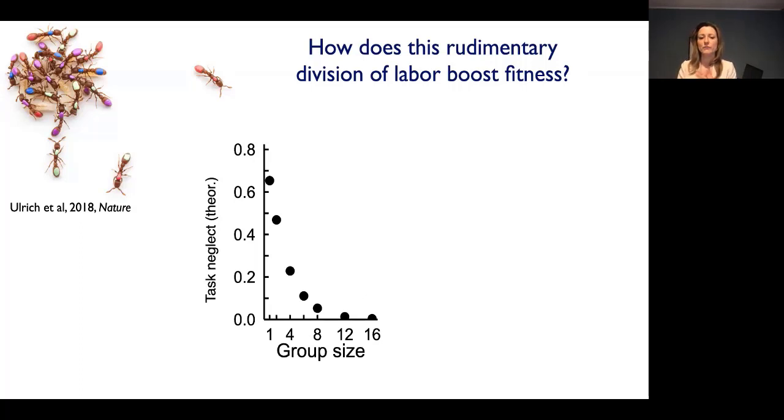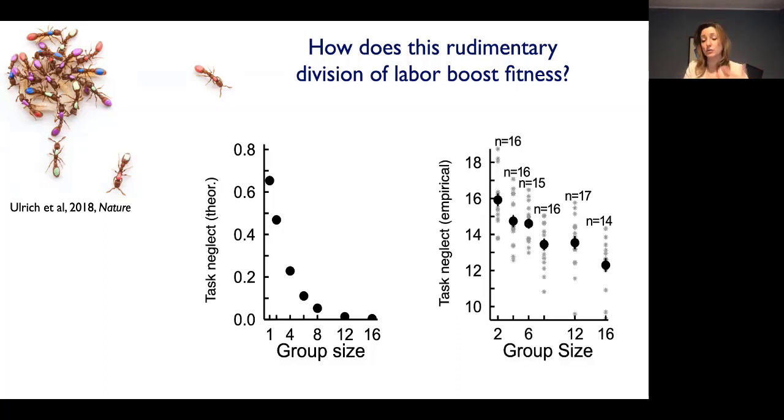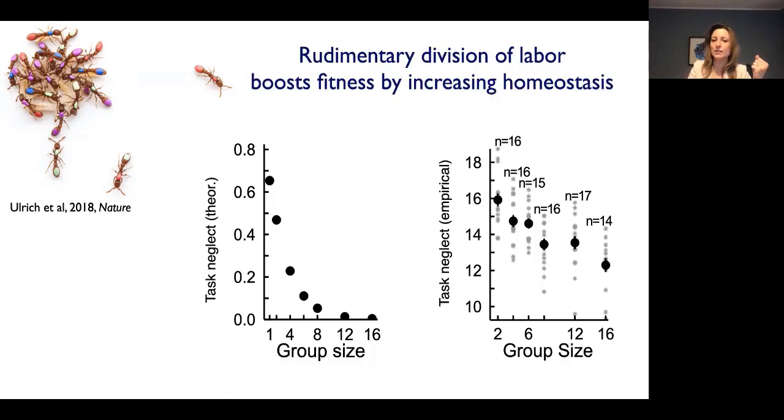Basically, if you measure the fraction of time that a certain task gets unattended to or is left unattended in the colony, that quickly got to zero in the model. And so we were able to test that empirically, and even though it didn't get to zero in the system, you can clearly see the same decreasing trend. So what a rudimentary division of labor does is that it boosts fitness by increasing homeostasis in these systems.